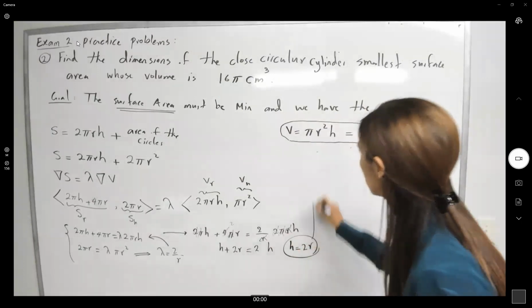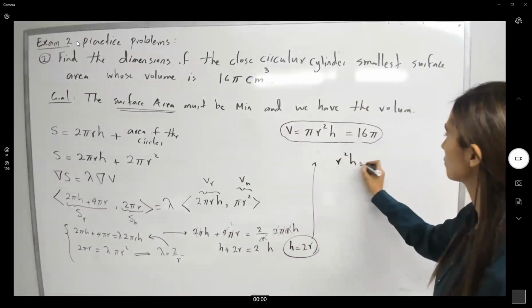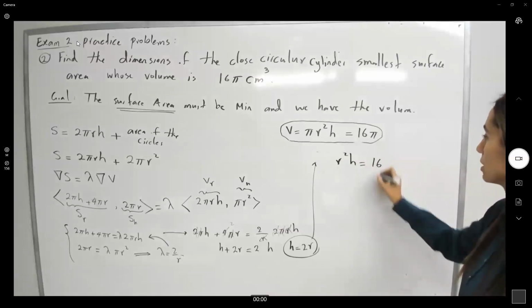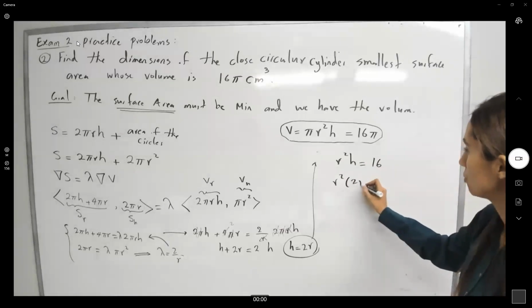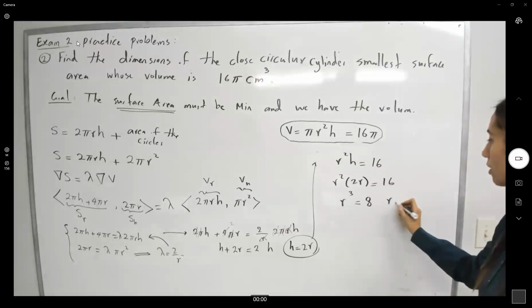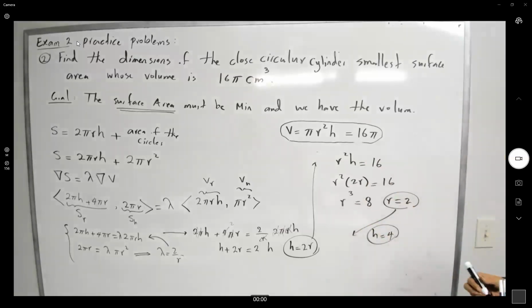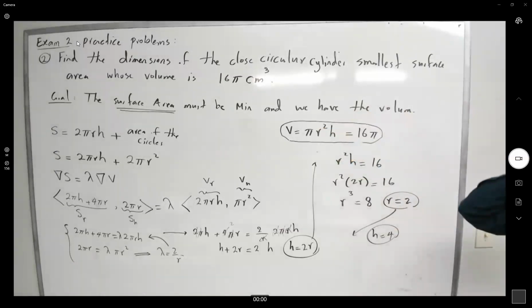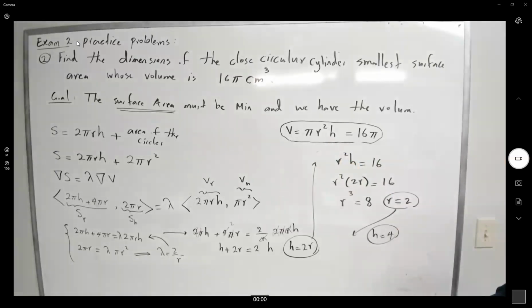Just substitute that over there, and you get r squared h equals 16, and then r squared times 2r is 16, so r cubed is 8, and r is equal to 2, so h is 4. Very good. Now, these are the dimensions. If the question says, hey, find the surface area as well, we can plug those into the surface area and then calculate the surface area as well.